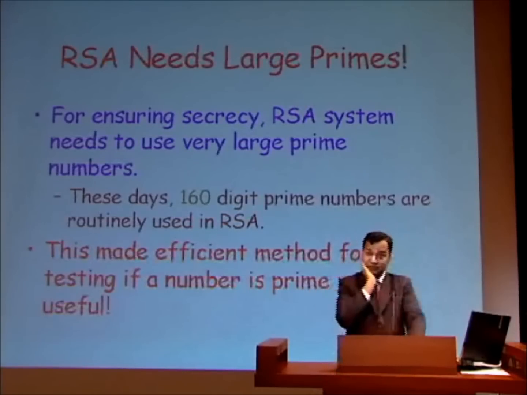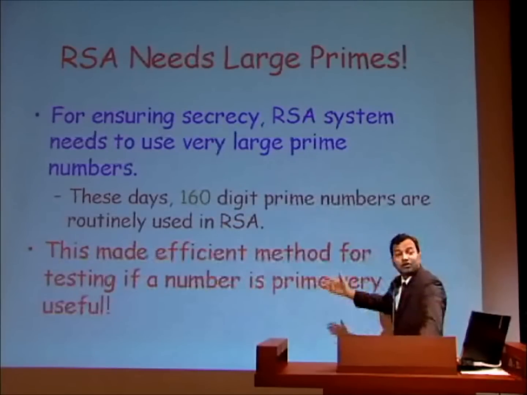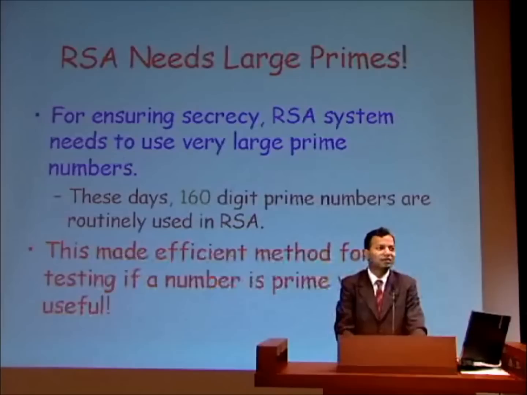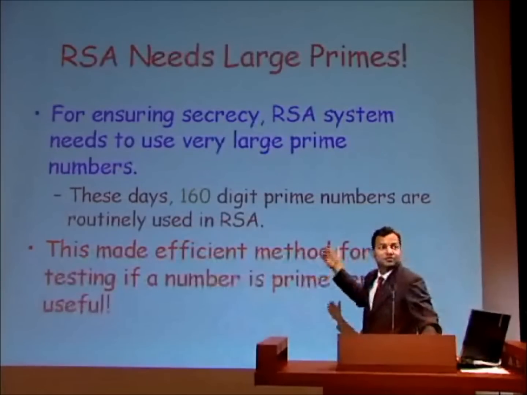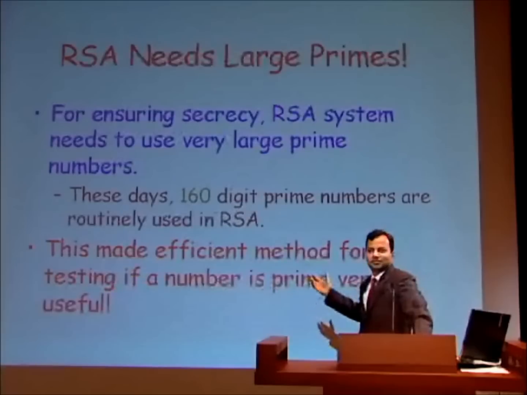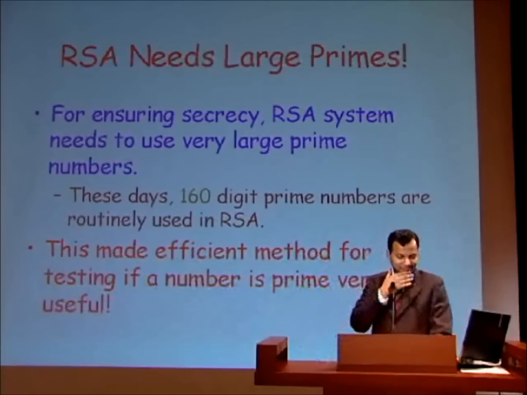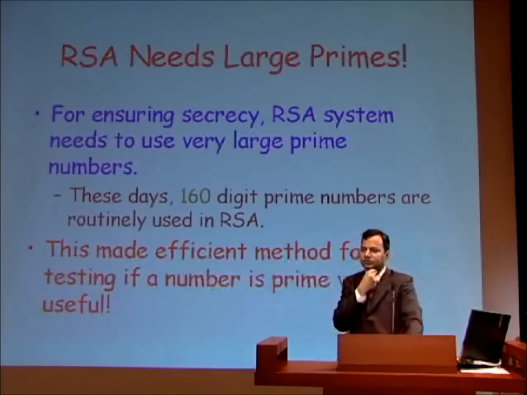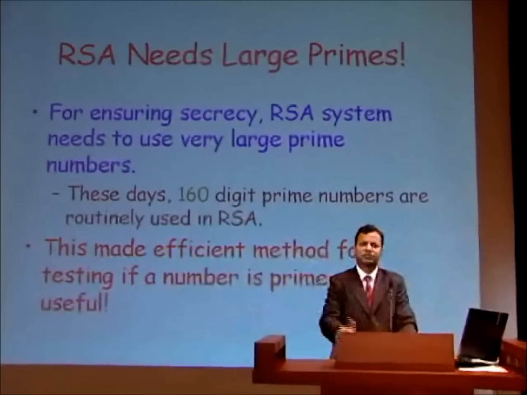And fortunately, by the time RSA came about, we already knew efficient methods for testing primality. The Rabin algorithm or the Solovay-Strassen algorithm were already present at the time this was proposed. So there was no problem. This method could be made operational immediately. In fact, the method most commonly used these days to test primality of large numbers is a variation of Rabin's method.